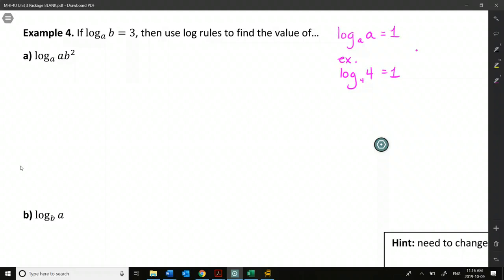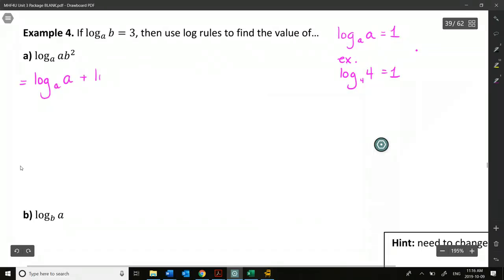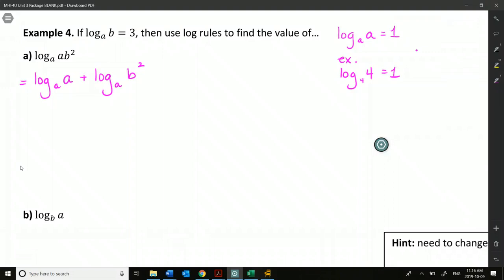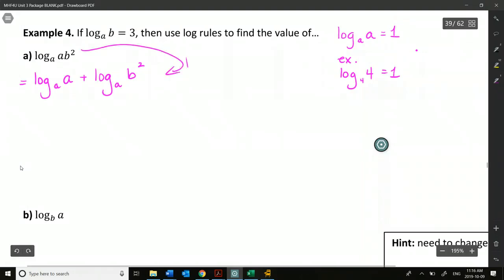Jeremy? Products are multiplication, so the other way around, sums. Products become sums. So could I write this as the sum of these two logs with bases of a? Is this okay? Okay, so products become sums. That's the logarithm rule that we're looking at here.